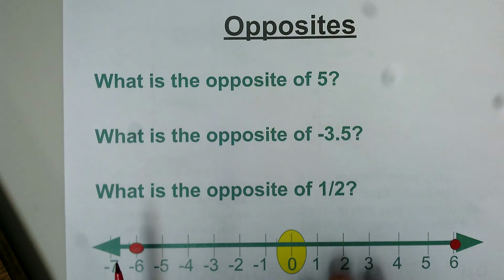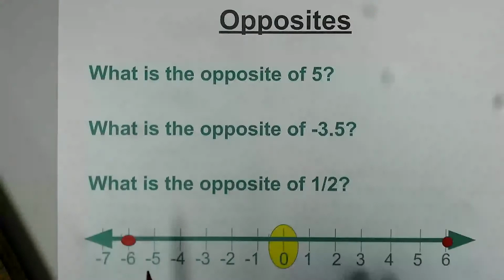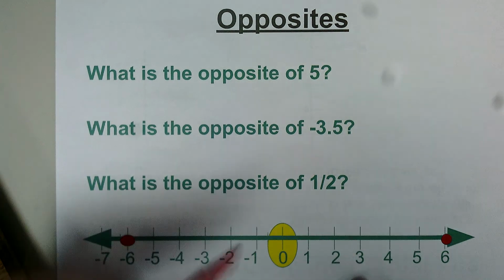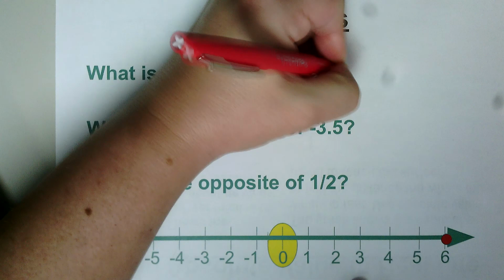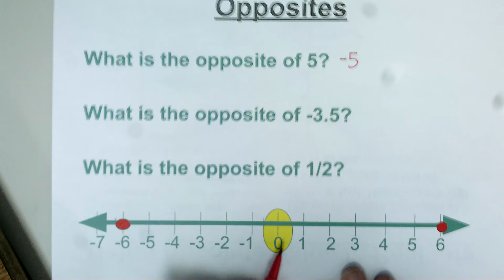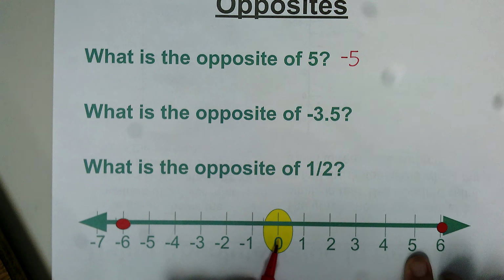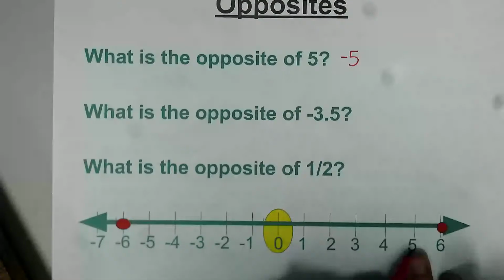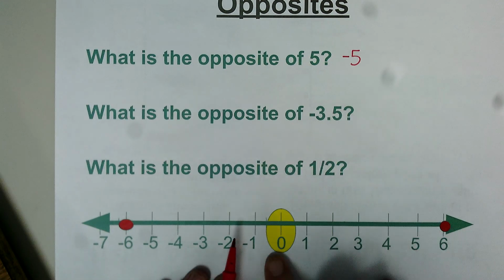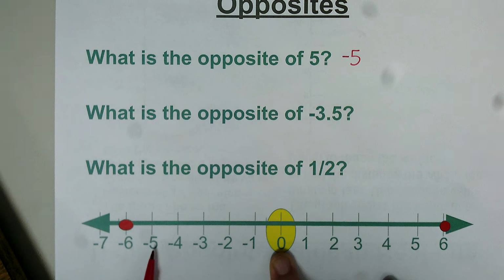All right, so let's try this. What is the opposite of 5? I hope you said -5. Look at 0. If 0 is 5 places away from 5, then 0 is also 5 places away from -5.